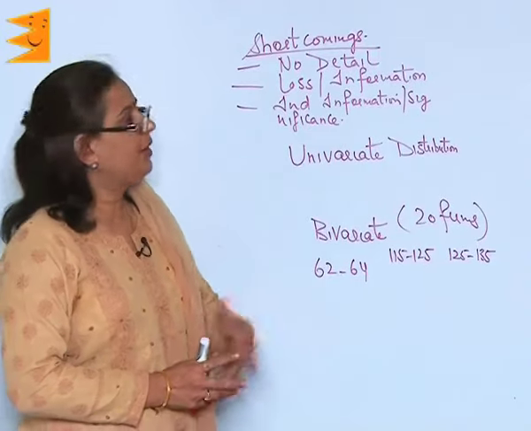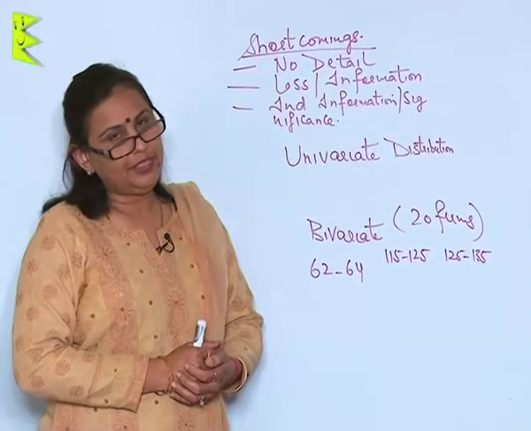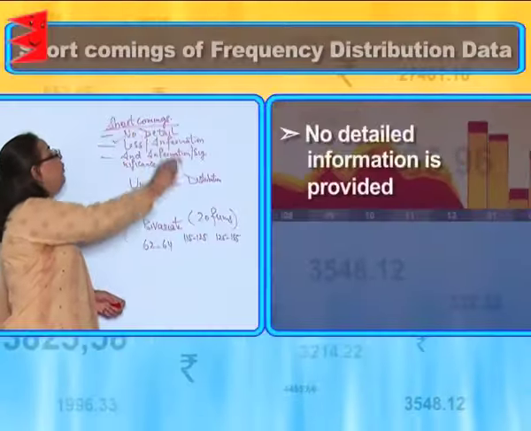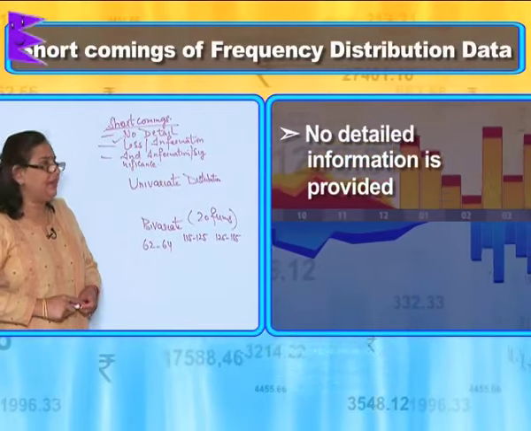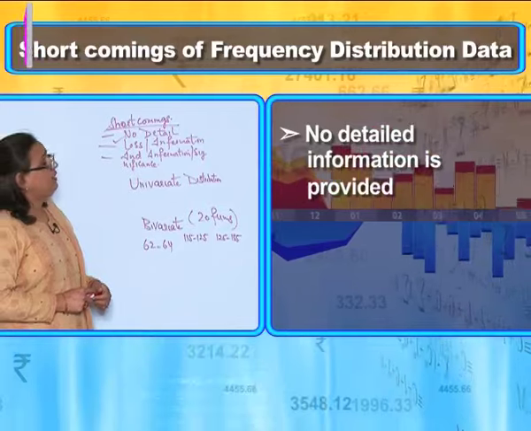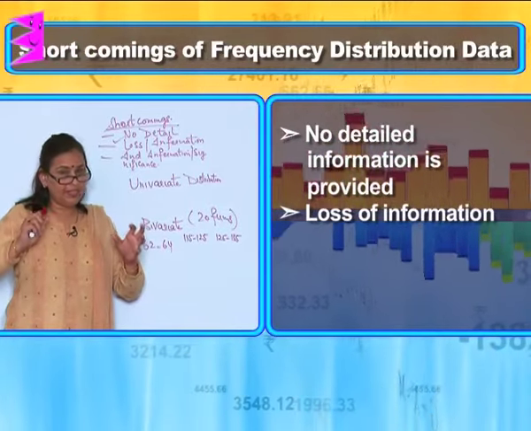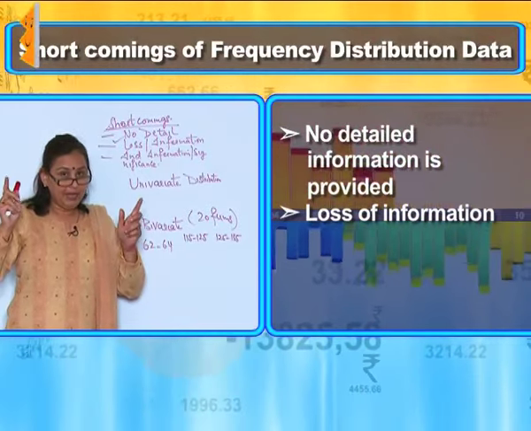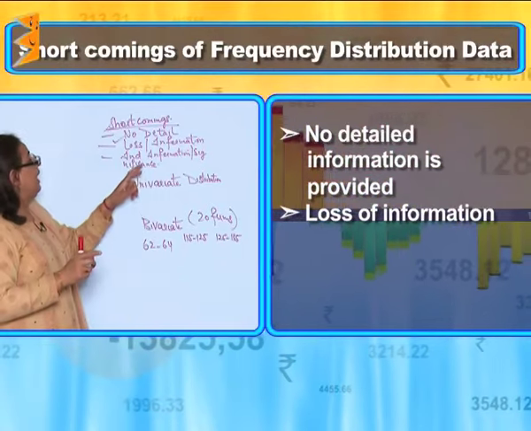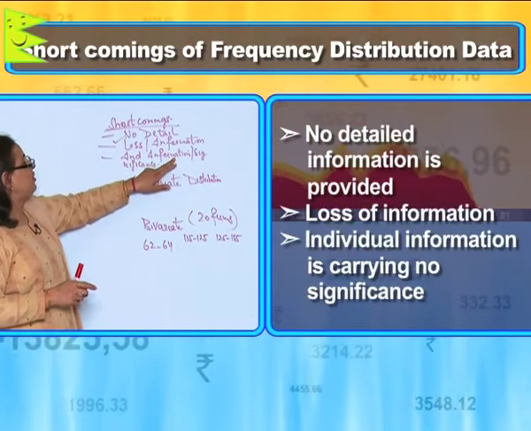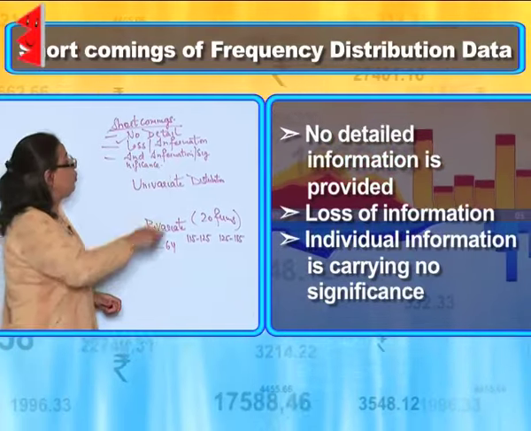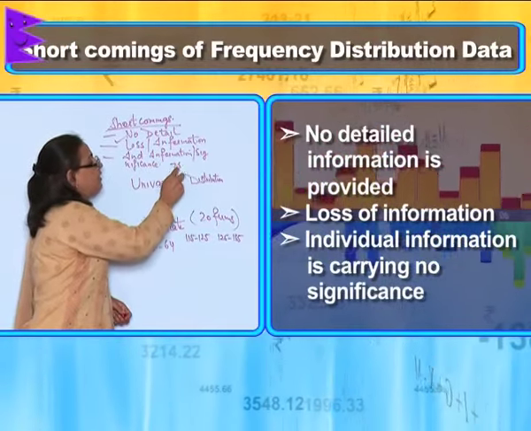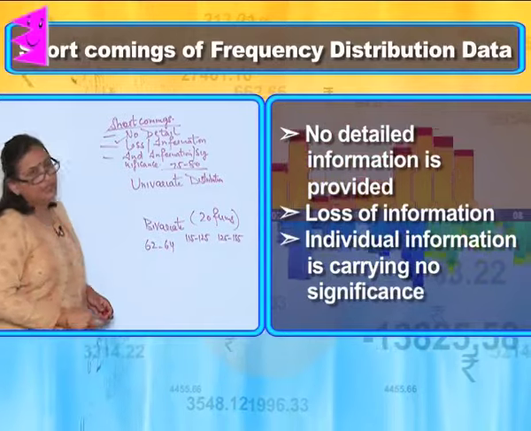Now let me talk about the shortcomings of the frequency distribution data. Here first of all, we have to understand that no detailed information is provided by such data, and there is loss of information because it's not easy for us to know exactly who's got how many marks. It will be in range, class interval, in series, and thus the individual information carries no significance as to who has got the highest marks. This we will never know. We will know the range of the highest marks obtained. Thus, those are the shortcomings.